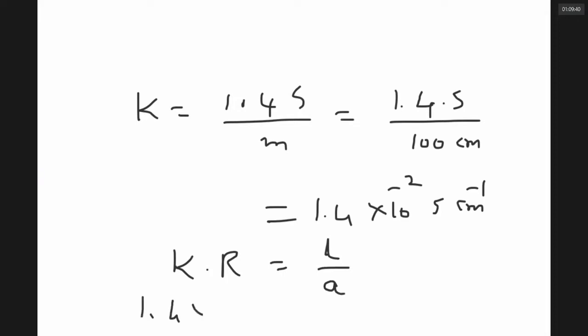Cell constant is 1 by 1.4 into 10 to the power minus 2 into resistance. What is the resistance of the first electrolyte? 50. This is the value of cell constant. I would say cell constant is equal to 1.4 into 10 to the power minus 2 into 50. Any problem? No, sir.